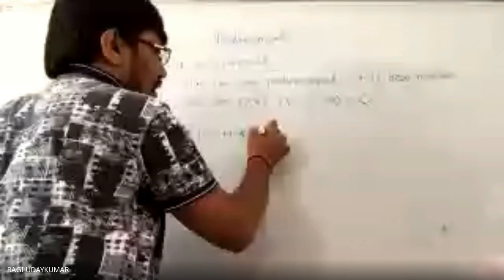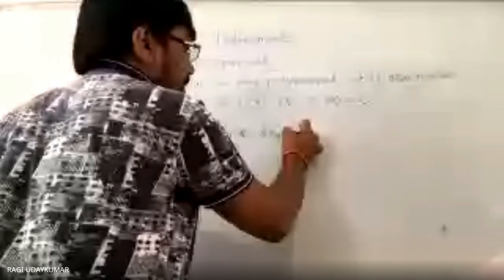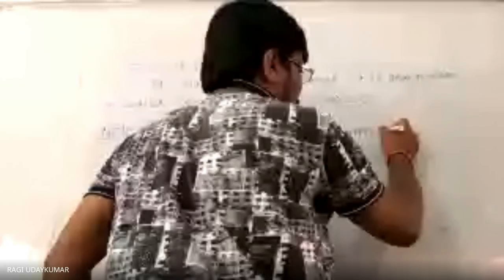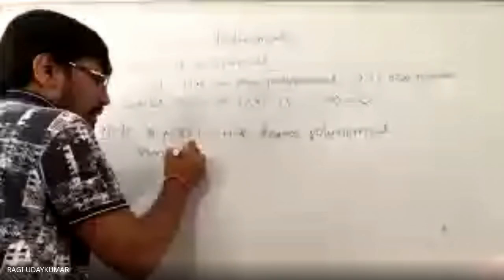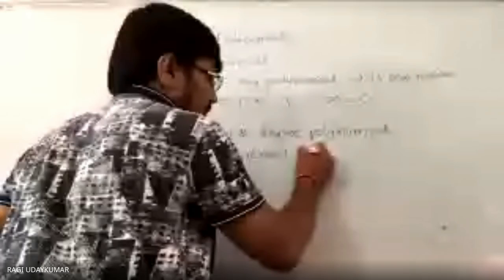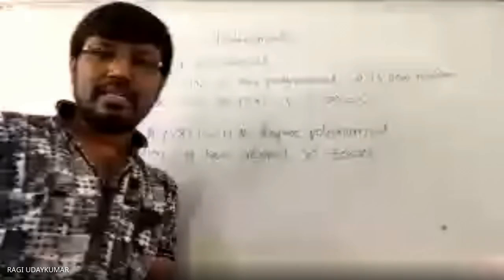So now here 0. Note point is what? If p of x is an nth degree polynomial, then it has at most n zeros, maximum n zeros will be there.